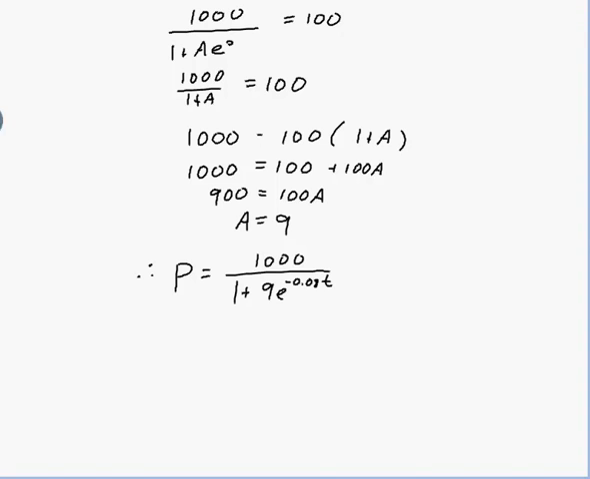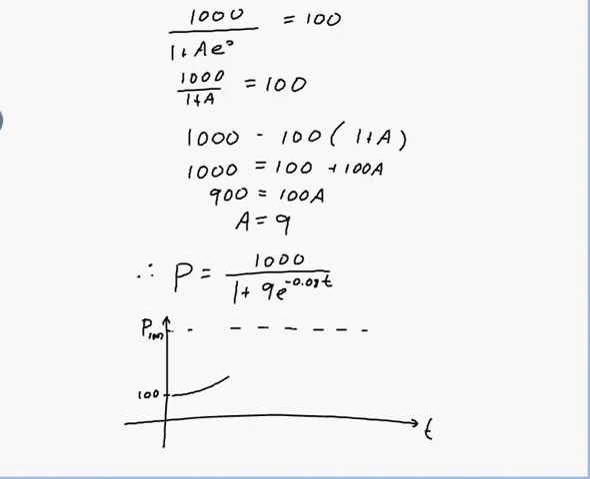Okay, and the graph of that, which I've been told to sketch, well, I know what a logistic graph looks like. It always looks the same. So there's P and there's t. When t is 0, it's 100. And then it slowly goes up towards 1,000. So there's 1,000. And my graph does that. That's what the graph looks like.